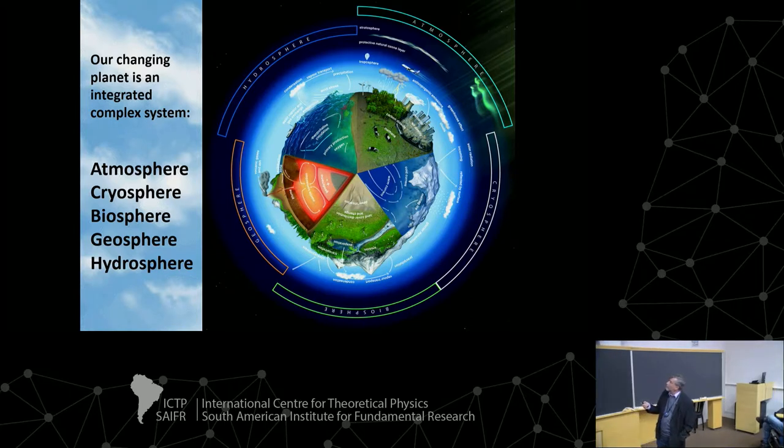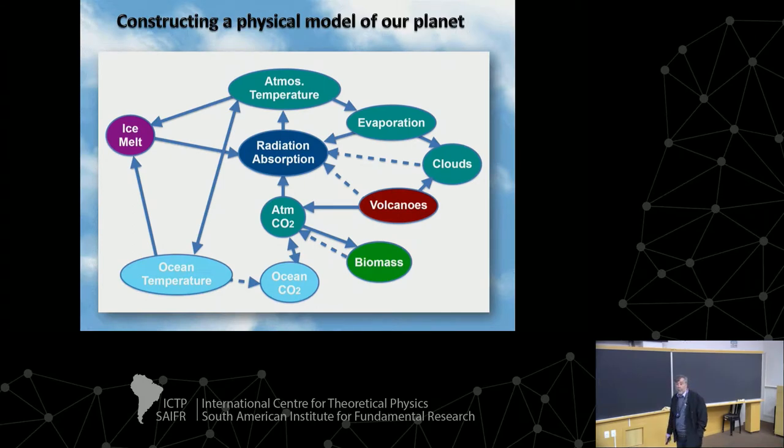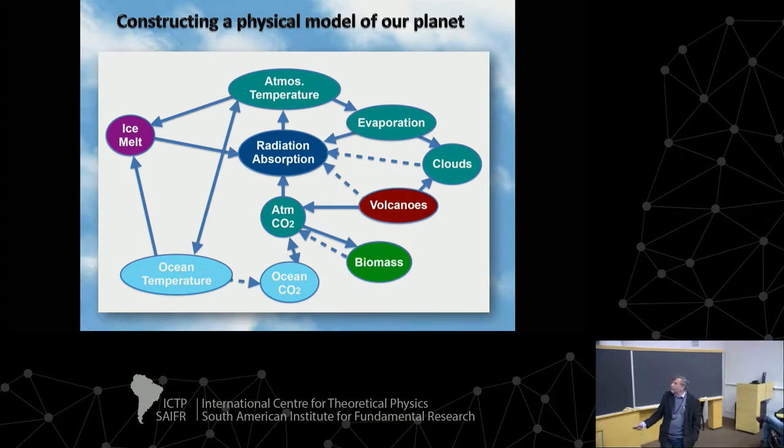The first thing you have to understand is that, in how the Earth works, we can separate five compartments, but of course they are very closely linked: the atmosphere, the cryosphere, the biosphere, the geosphere, and the hydrosphere. And we are, as a species, in all these five compartments. So you can imagine how complex it is to model this whole system, especially because the links between all these systems are nonlinear and very strong, much stronger than we thought just 5 or 10 years ago. And constructing a physical model of the planet is not a trivial task, as you can imagine.